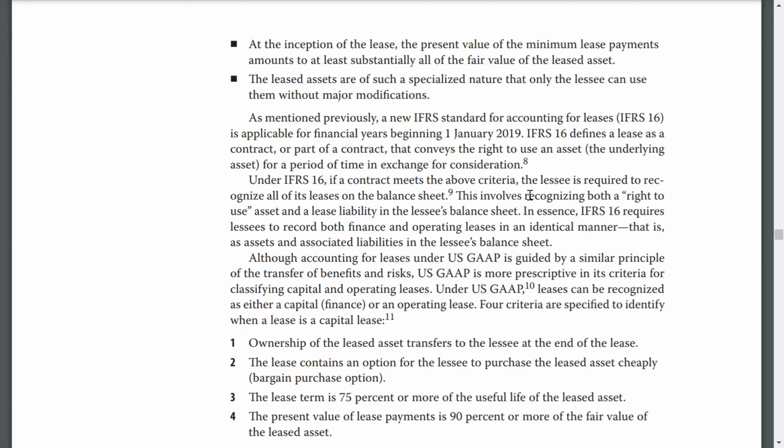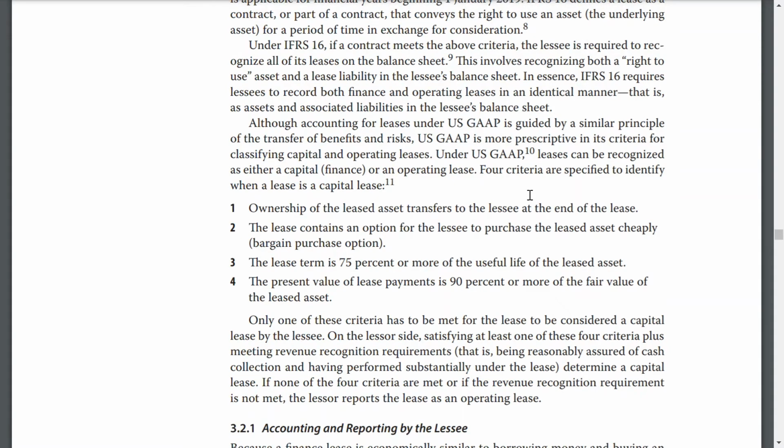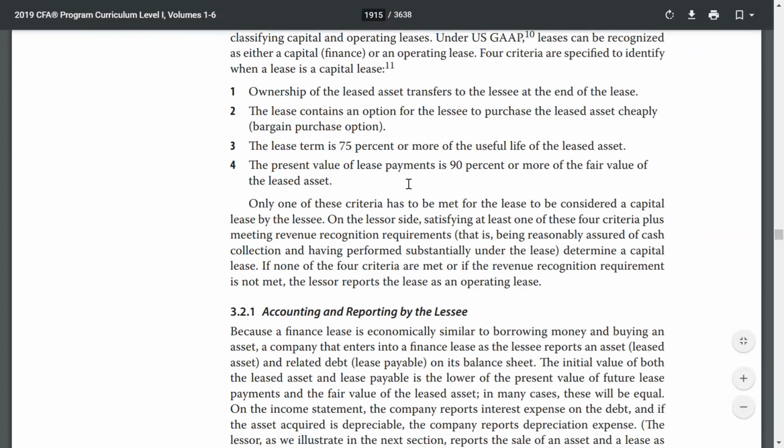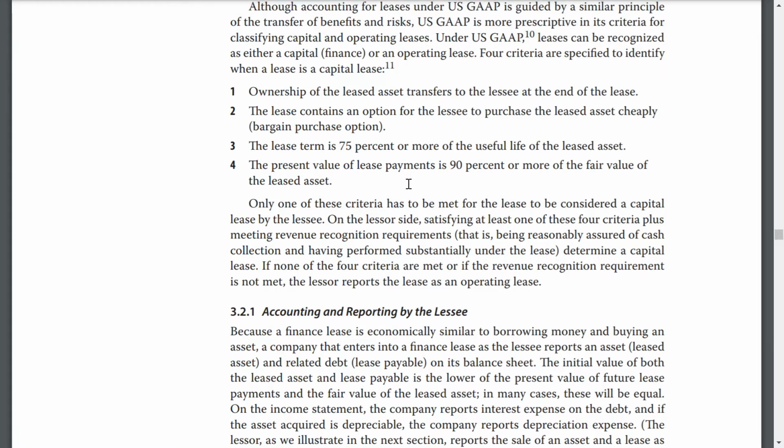Although accounting for leases under US GAAP is guided by a similar principle of transfer of benefit and risk, US GAAP is more prescriptive in its criteria for classifying capital and operating leases. Under US GAAP, leases can be recognized as either a capital, a finance, or an operating lease. Four criteria are specified to identify a capital lease. Ownership of the leased asset transfers to the lessee at the end of the lease. The lease contains an option for the lessee to purchase the leased asset cheaply, or a bargain purchase option. The lease term is 75% or more of the useful life of the leased asset. The present value of the lease payments is 90% or more of the fair value of the leased asset.